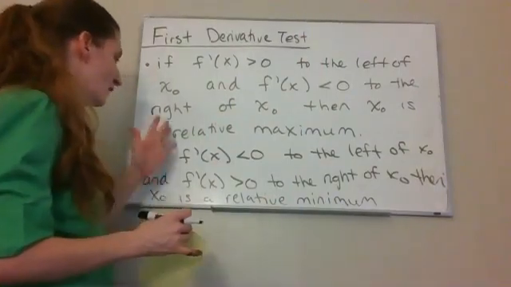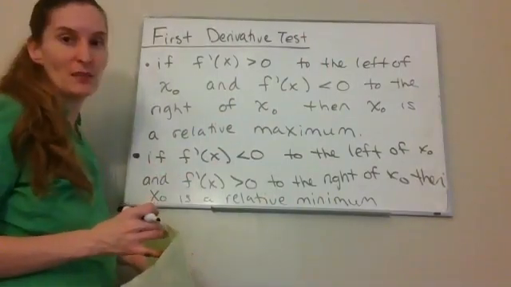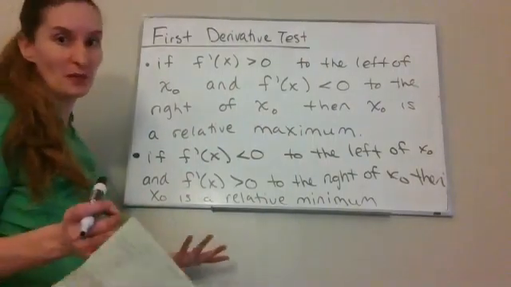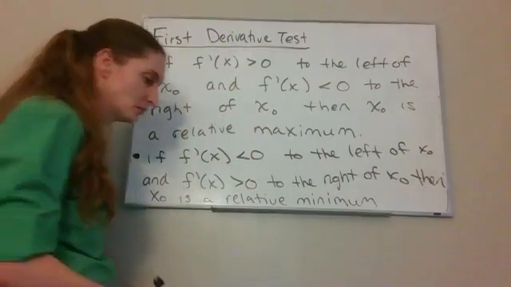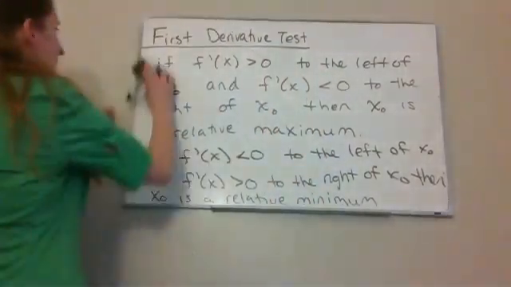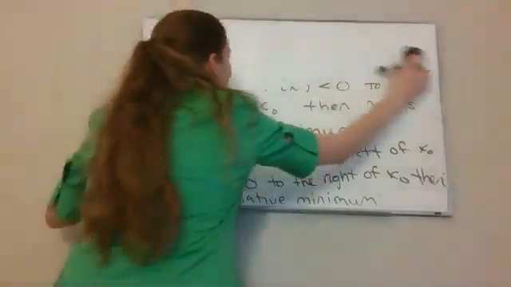Now, if I have neither of these situations showing up, then that critical point just does not happen to be a maximum or a minimum. It would be neither. Let's do an example using this first derivative test.